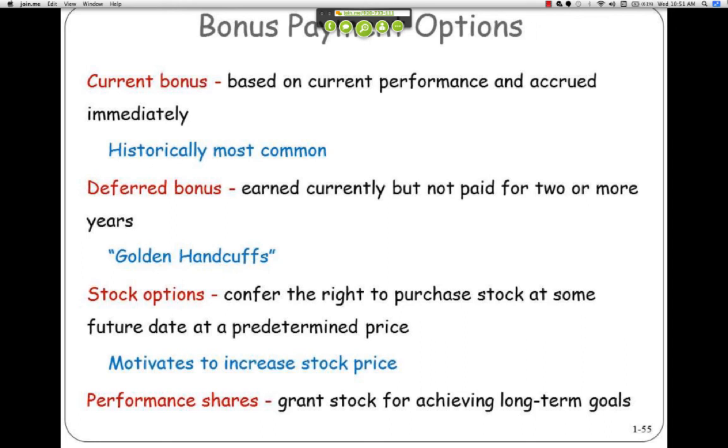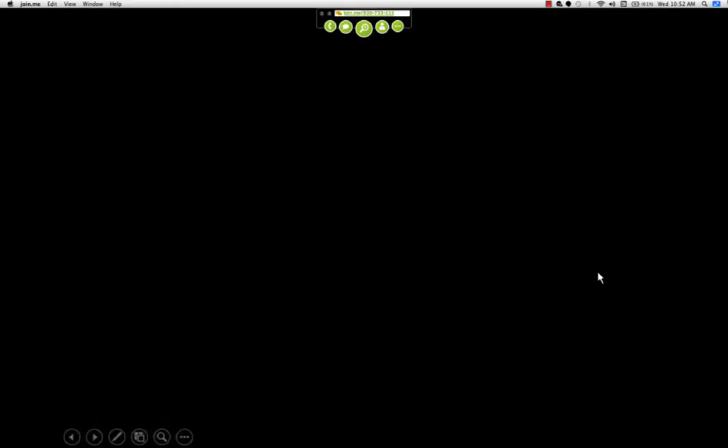Performance shares are, instead of stock options, you're simply granted stock in the long haul. So you don't have to be above some kind of a strike price. And that's it. That's all we got.